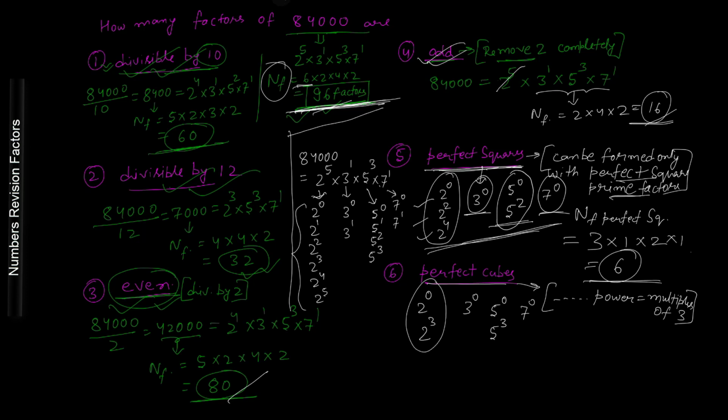Okay. So how many combinations of these can be created? For 2, there will be 2 possibilities. For 3, there will be 1 possibility. For 5, there will be 2 possibilities. For 7, there will be 1 possibility. So 4 factors. So there are 4 factors out of these 96 factors of 84,000 which are perfect cubes.